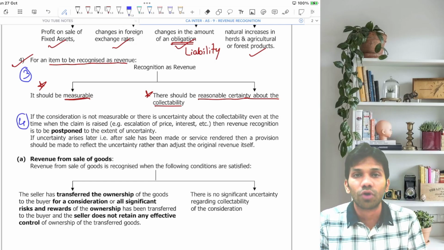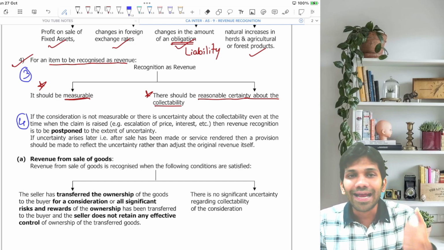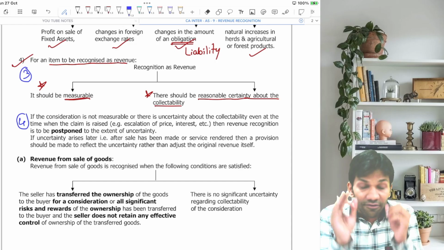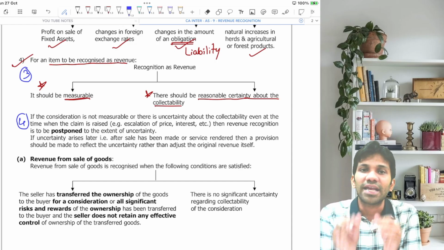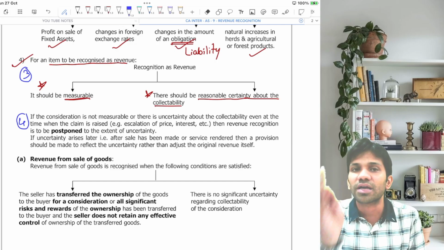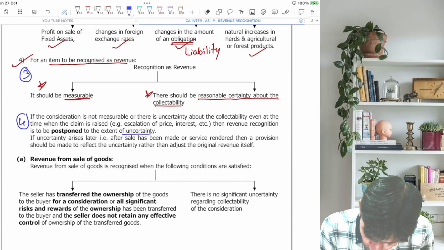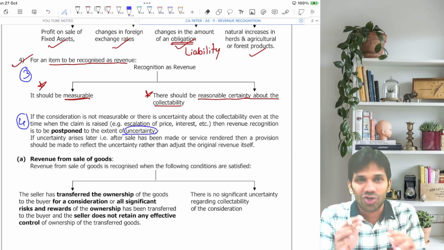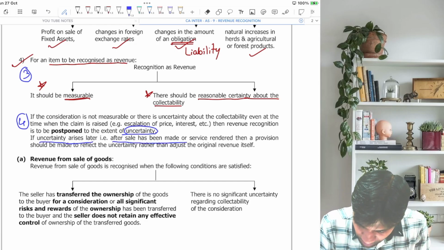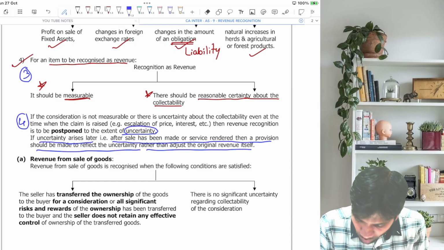I hope it is very, very clear what message I am trying to give you. For any item to be recognized as revenue, it should be measurable and there should be reasonable certainty regarding its collection. If the revenue is not measurable, or if there is uncertainty regarding its collection, then revenue recognition should be postponed to the extent of uncertainty. In short, when it becomes certain, recognize. If uncertainty arises later, that is after sale has been made or service is rendered, then a provision should be made to reflect the uncertainty rather than adjusting the original revenue itself.